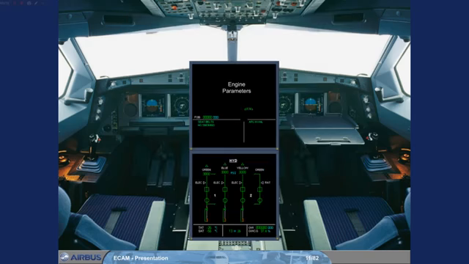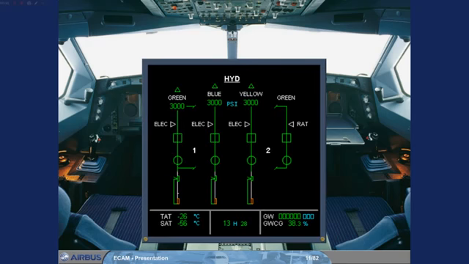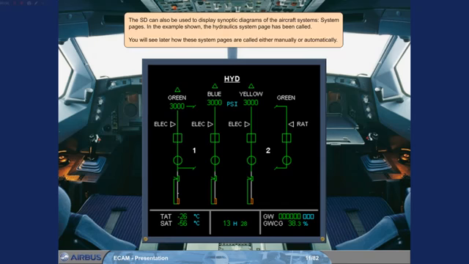The system display can also be used to display synoptic diagrams of the aircraft systems, system pages. In the example shown, the hydraulic system page has been called. You will see later how these system pages are called either manually or automatically.